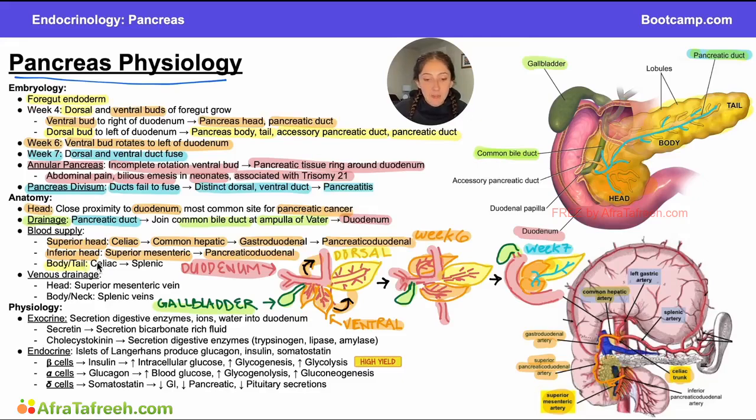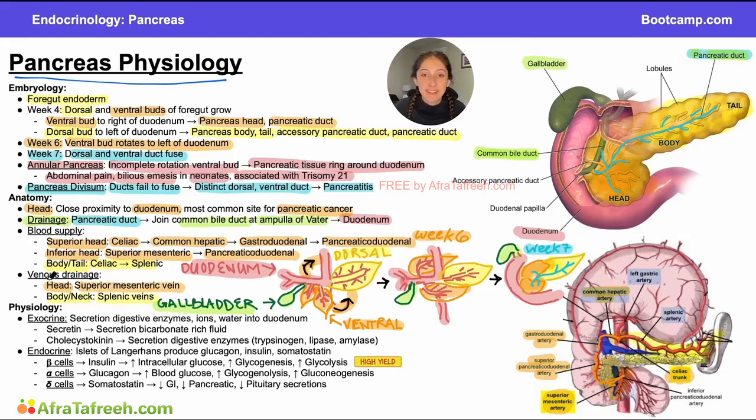The body and the tail of the pancreas is supplied by the celiac artery draining into the splenic. So you can see our splenic branch coming off of here and all of these little branches that are coming down and supplying the tail of the pancreas. For our venous drainage, the head is going to drain into the superior mesenteric vein, and the body and the neck are going to drain into the splenic vein.